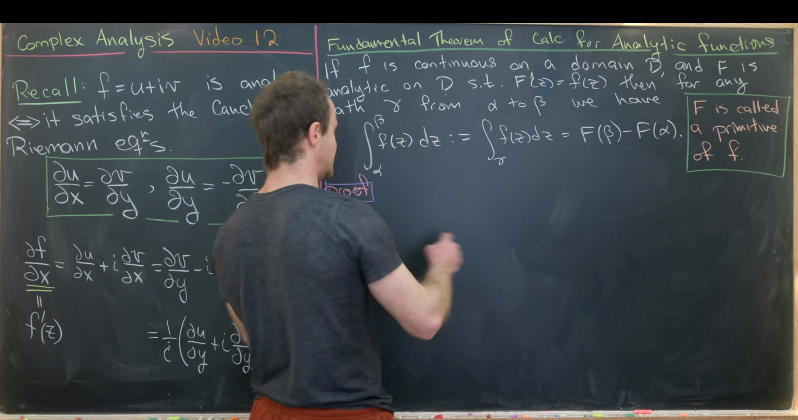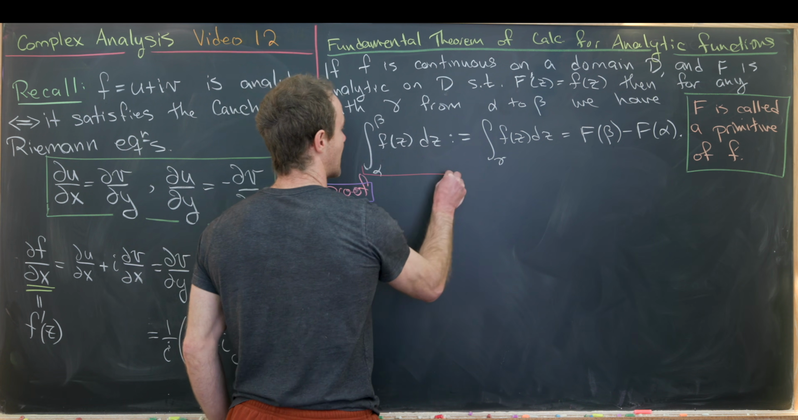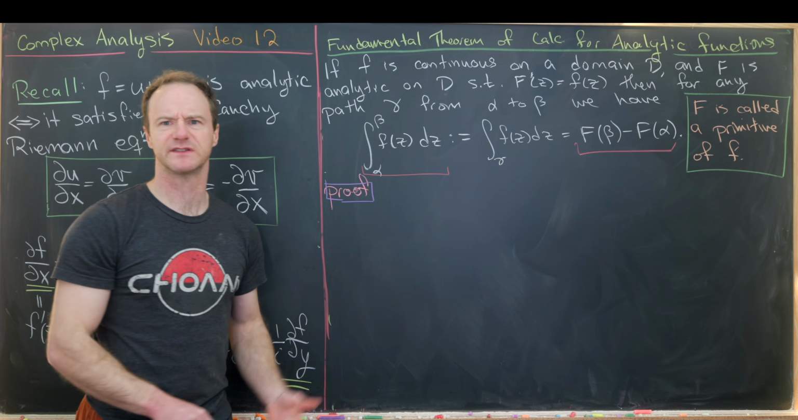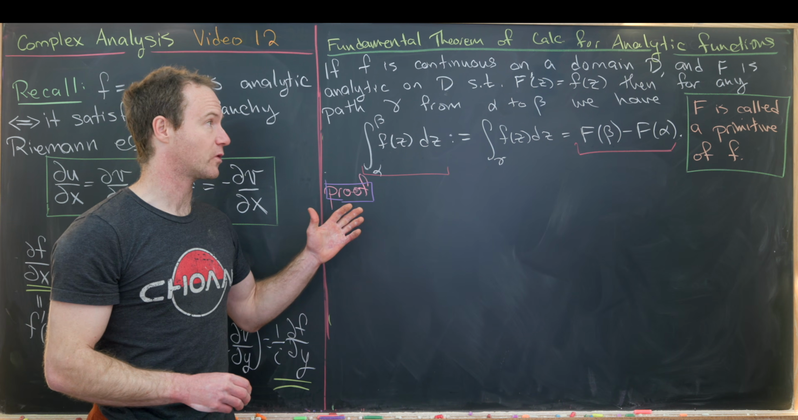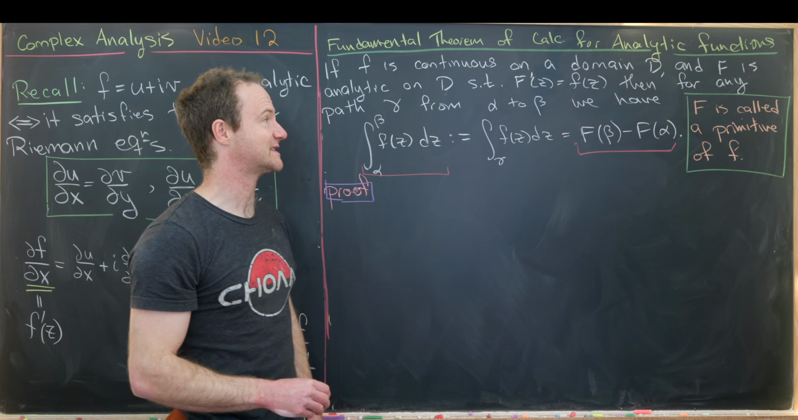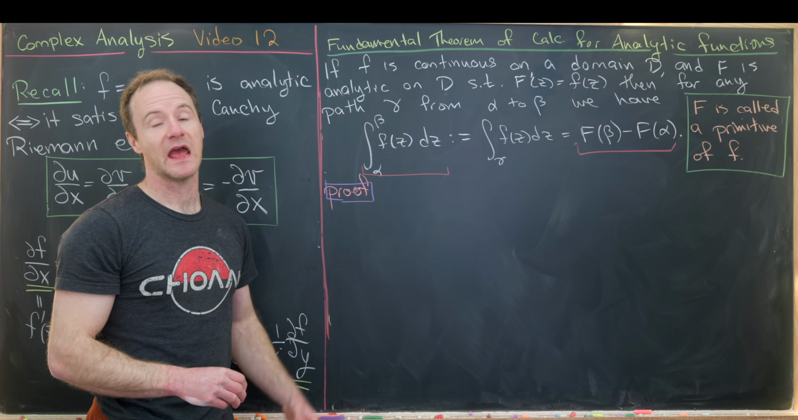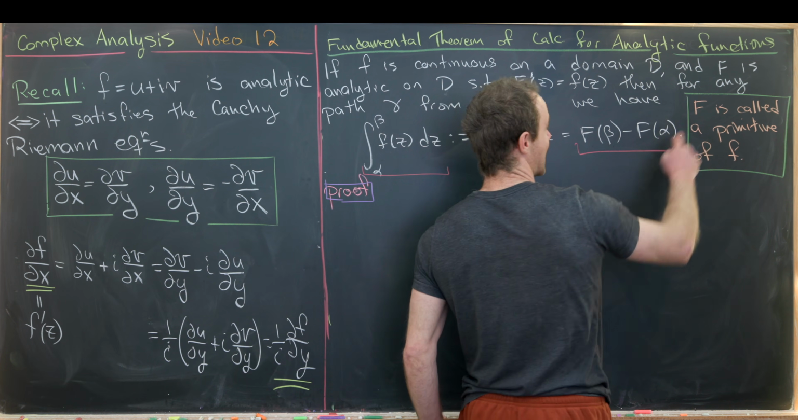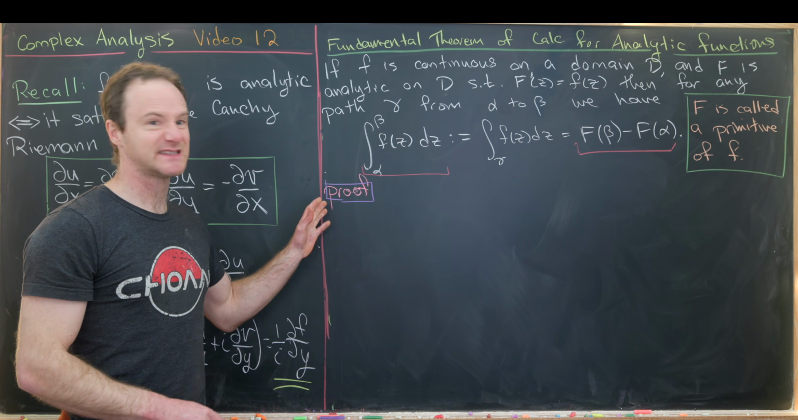And so this extreme left and right hand side of what we have here looks like the fundamental theorem of calculus that you might see in a calculus 1 type class. But the important thing here is that we've got this analytic thing playing the role of an antiderivative. And in fact, we've got a different word for it in complex analysis. This capital F is called a primitive of little f. So now let's see how the proof goes.